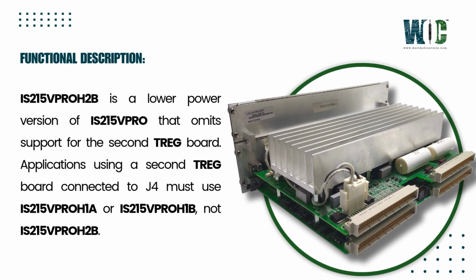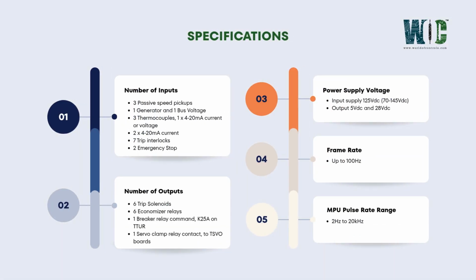IS215VPROH2B is a lower power version of IS215VPRO that omits support for the second TREG board. Applications using a second TREG board connected to J4 must use IS215VPROH1A or IS215VPROH1B, not IS215VPROH2B.